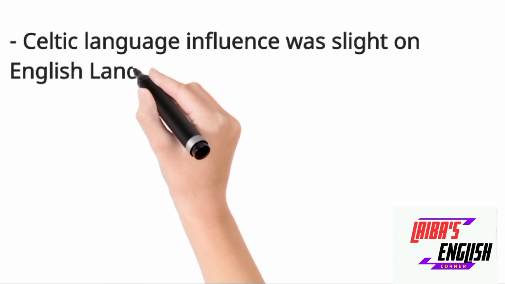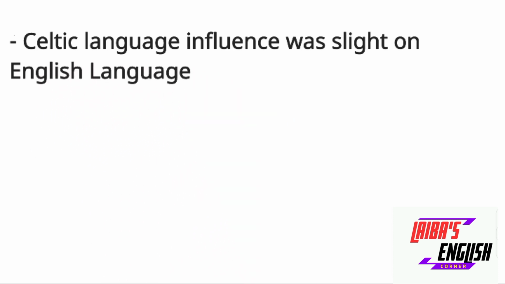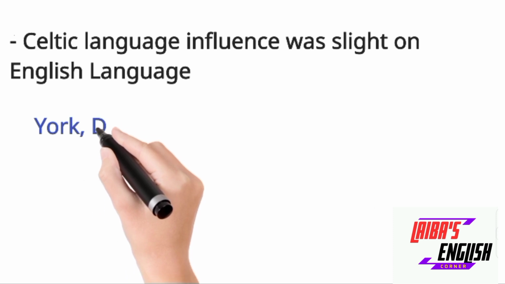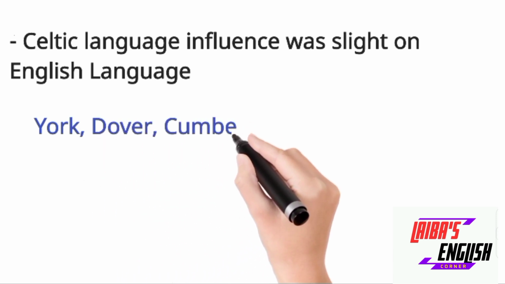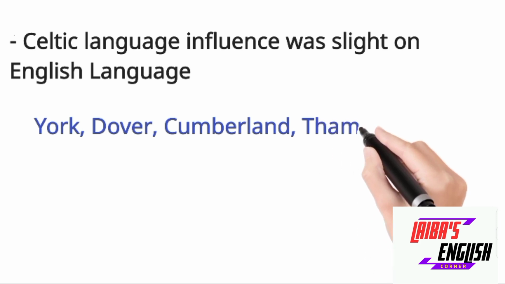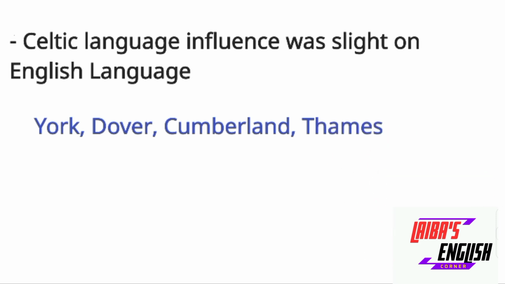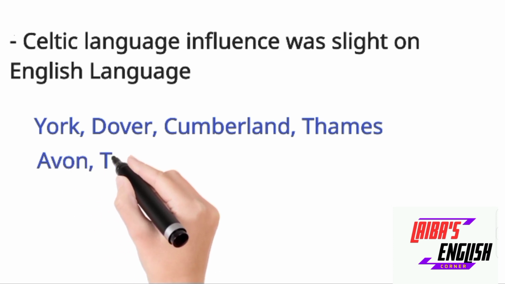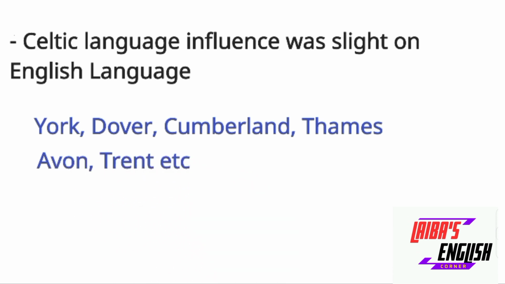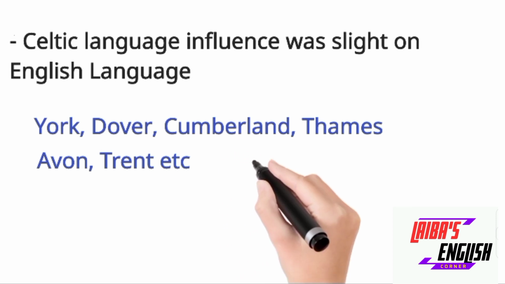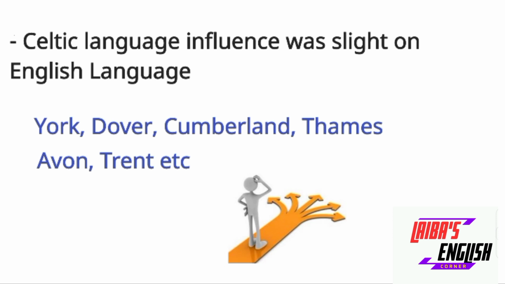Now, if we talk about the Celtic language influence on Old English or modern English, it was slight. Only some words were introduced into the language, like the names of places or the names of rivers. For example, Kent, York, Dover, Cumberland, Thames, Avon. These are some of the words which are taken from the Celtic language. So from here we can see that the Celtic language influence on English was slight because only the names of some places or some rivers are the same.